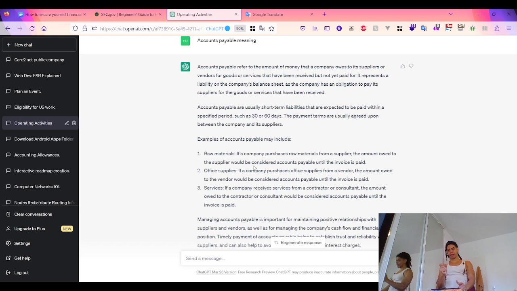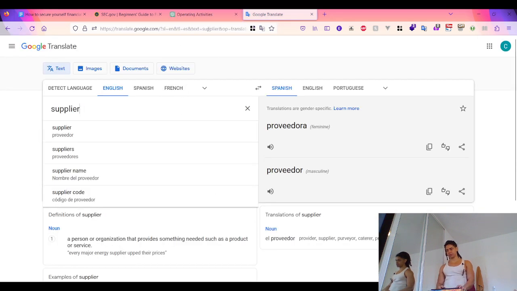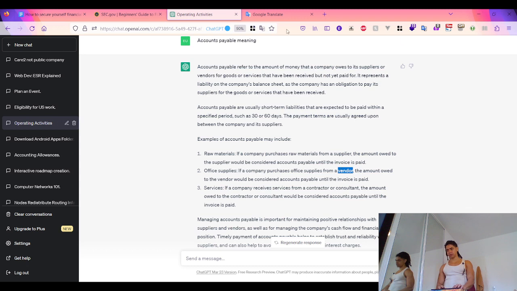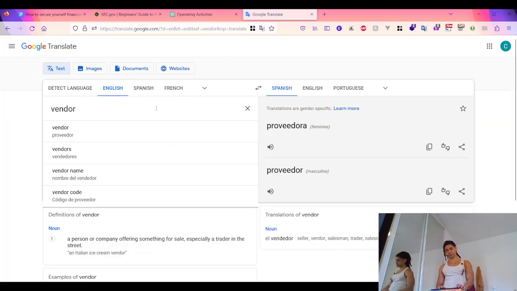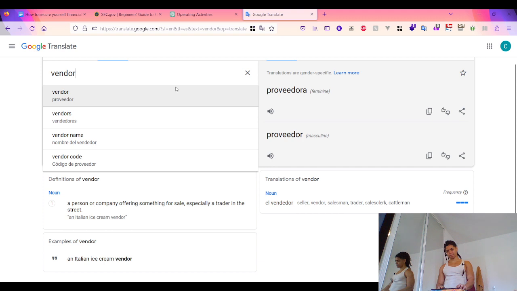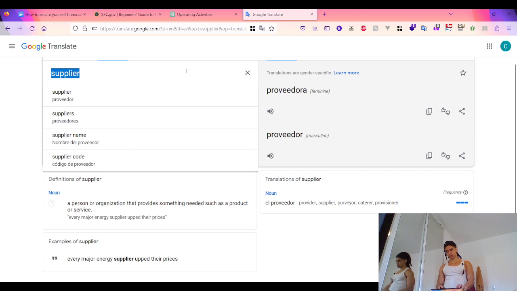Then you have office supplies. If a company purchases office supply from a vendor, so the subtle difference between a supplier and the vendor, in Spanish, proveedor, and a vendor is the same. That provides something new, such as a product or service. Especially a trader in the street, a vendor, a person, company offering something for sale.